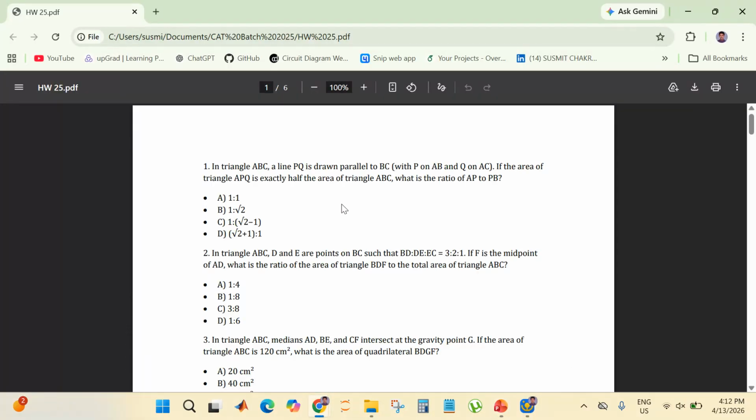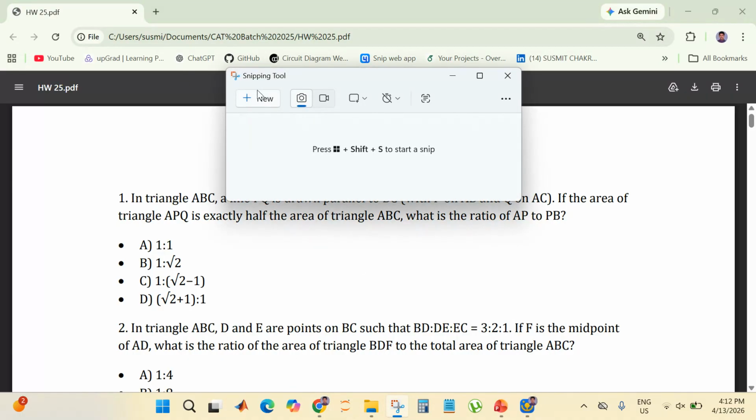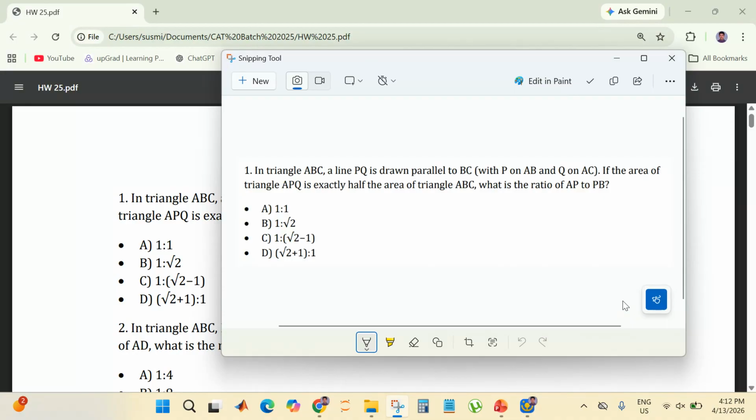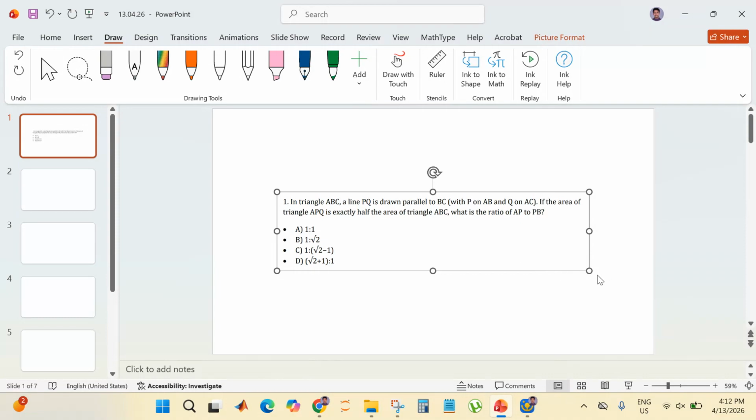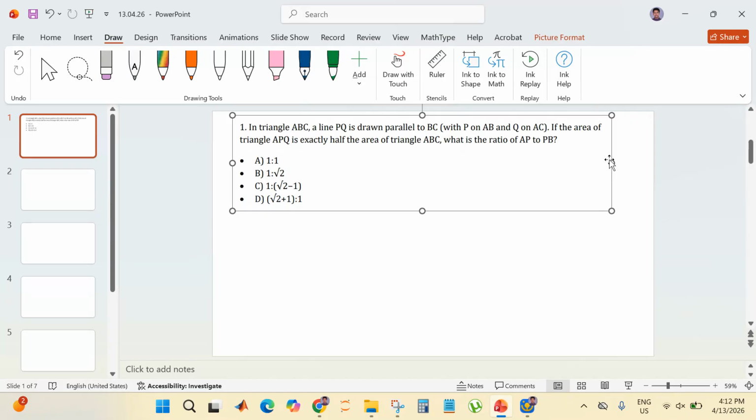Okay, so let's take the first problem. In triangle ABC, a line PQ is drawn parallel to BC with P on AB and Q on AC. Information is given: if the area of the triangle APQ is exactly half of the area of the triangle ABC, what is the ratio of AP to PB? I think you should try first yourself. After that, I will discuss.